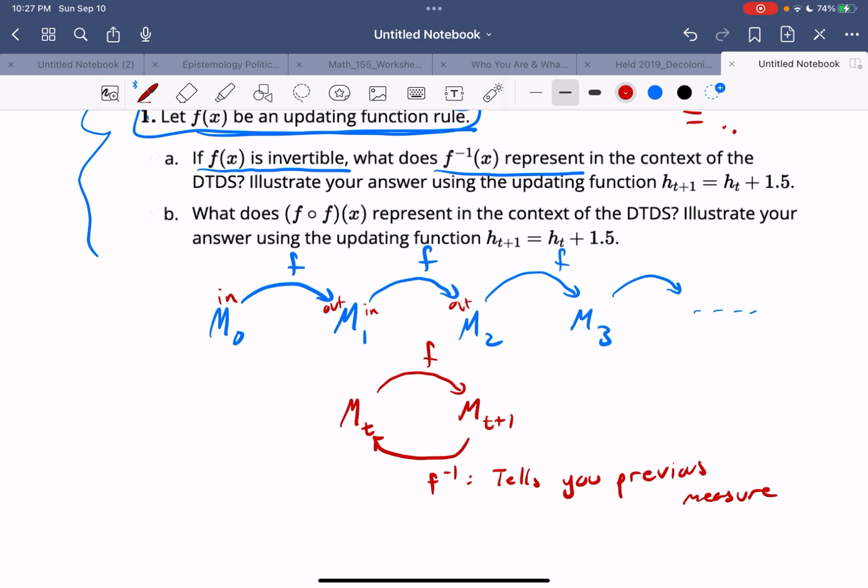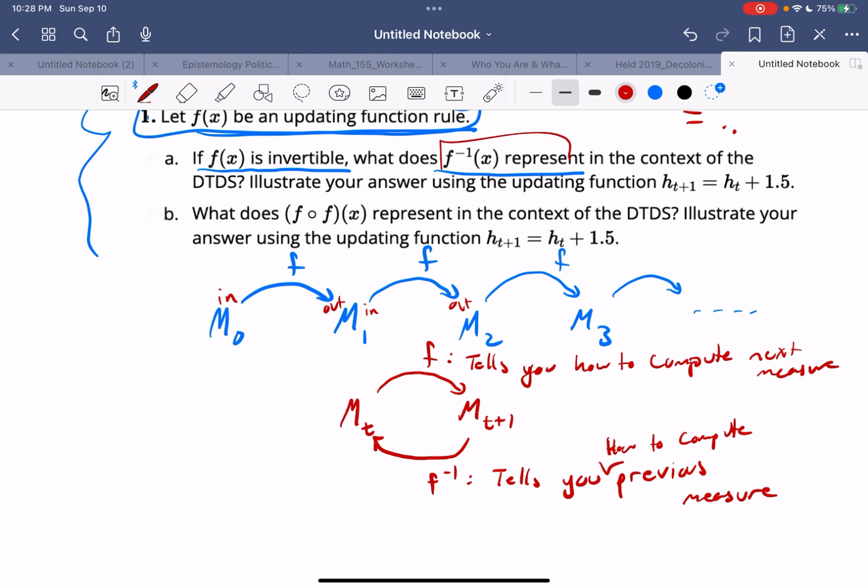It really tells you how to compute the previous measurement. Whereas f tells you how to compute the next measurement. Right? So one goes forward in time, the other goes backward in time. So conceptually, that's what the inverse is doing. It's telling you how to compute the previous.